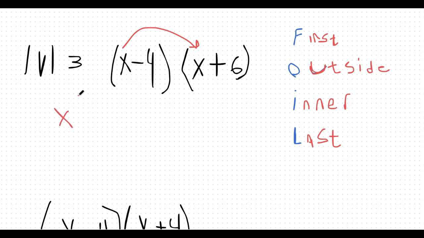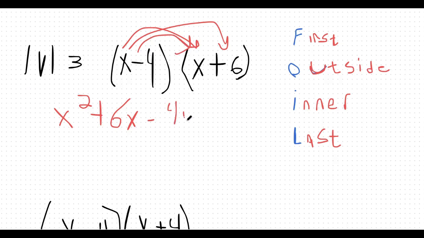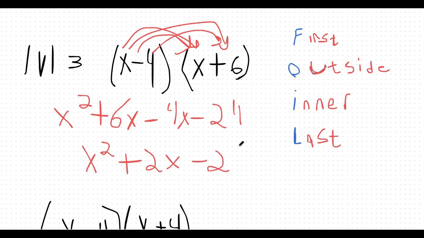x times x is x squared. x times 6 is 6x. Negative 4 times x is negative 4x. And then negative 4 times 6 is negative 24. Combine like terms to get x squared plus 2x minus 24.